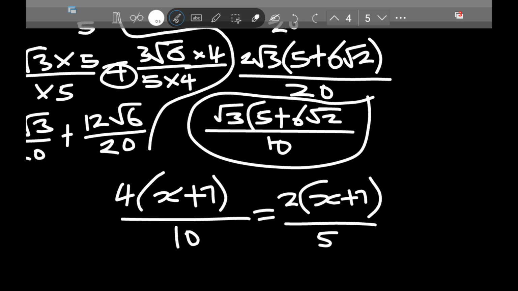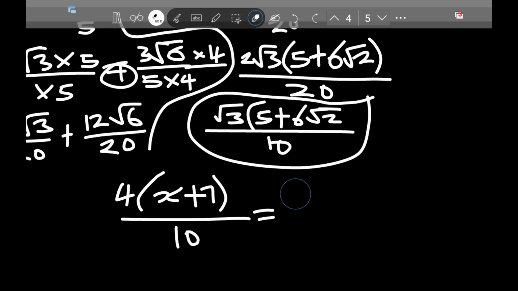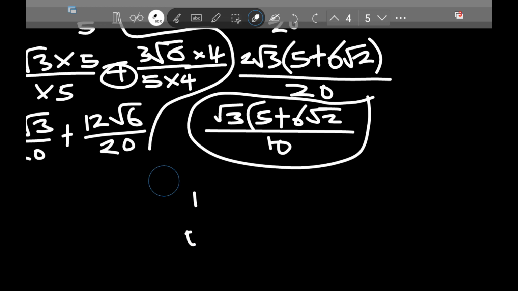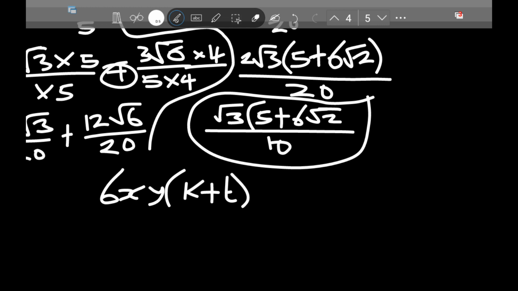And so let me give another one to make these things clearer to you before we go ahead to the other stuff that we also have in this list. Let me use another number. Let's have 6xy multiplied by k plus, let's say, t bracket over 15m. Now if you are given something like this to reduce, how can you reduce it?